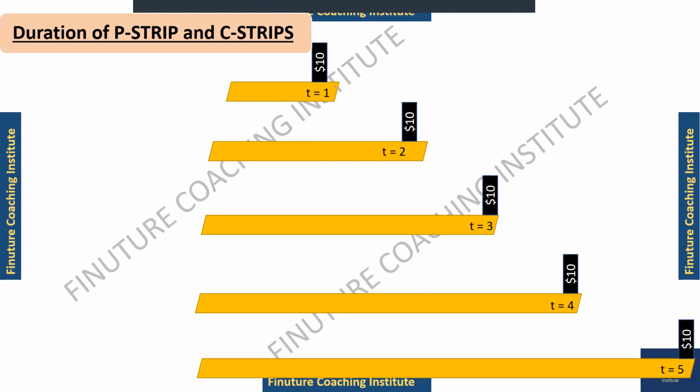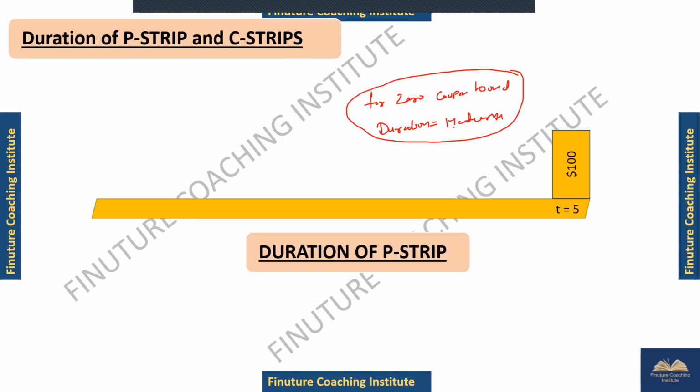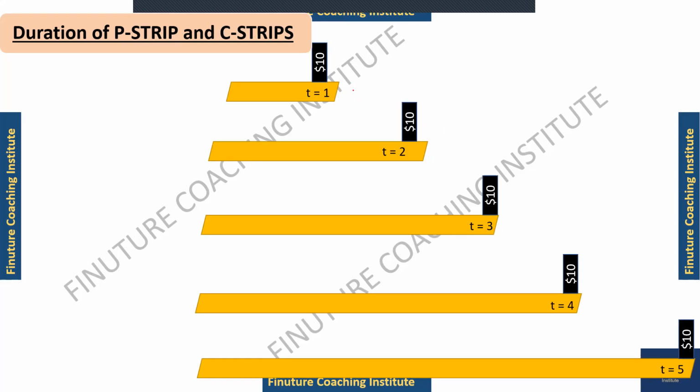So for this C strip, the logic would be the same because these are also zero coupon bonds from the coupon component of the main bond. Duration is maturity. For this particular C strip, duration would be 1 year, and this particular C strip duration would be 2 years. Likewise, 3, 4, 5. This strip will have the same duration as your P strip.